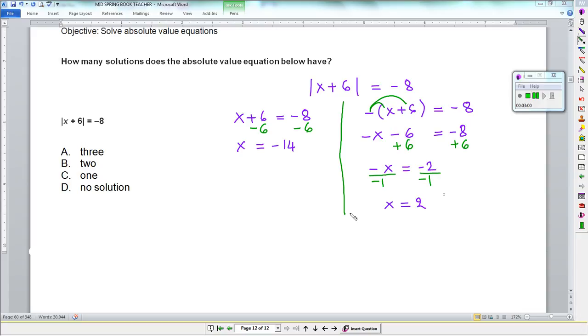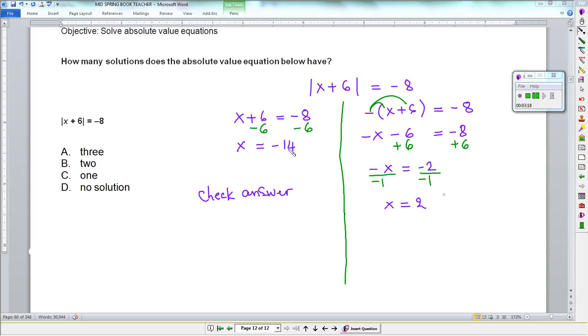So now we found two answers, but we are not done. This is only step 2. So step 3, we are going to go ahead and check our answers.